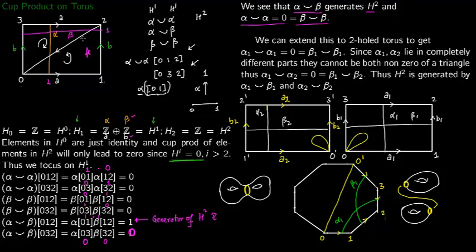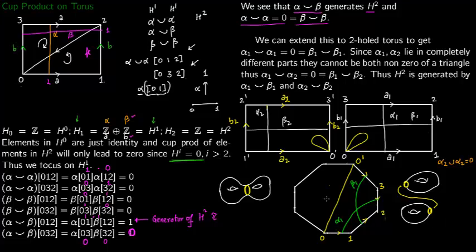And then you could do the same analysis here, and you can find that alpha 1 cup with alpha 1 is 0, beta 1 cup with beta 1 is 0. Similarly, you will have alpha 2 cup with alpha 2 is 0, beta 2 cup with beta 2 is 0. So that is clear.